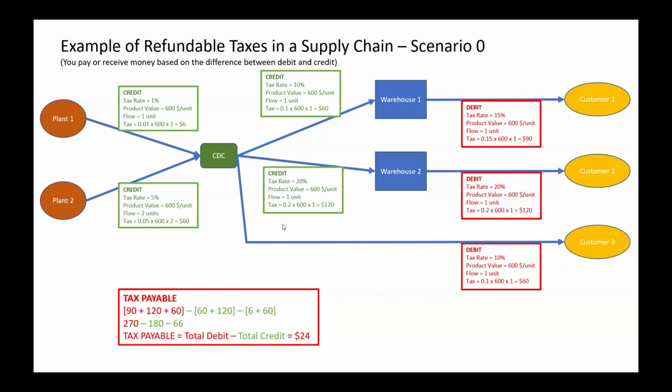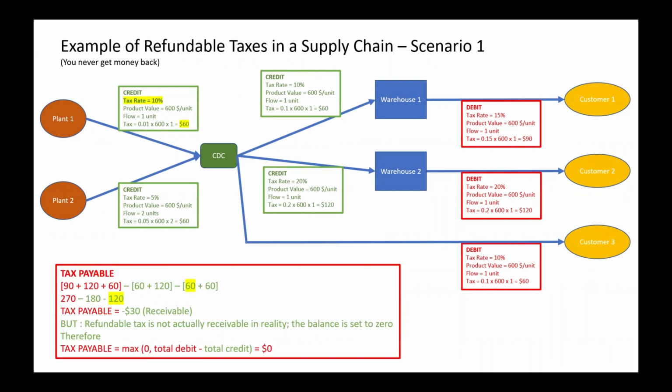However, if the credit was more than the debit, then technically you would get a negative number, which would mean that the government will pay you some additional money because your credit is more than your debit. However, in reality, if the credit is greater than the debit, that doesn't mean the government will pay you back money. Instead, all the negative credit will just directly translate to a zero. So you don't pay any tax, but you don't get any money back from the government either. And this is what scenario one is.